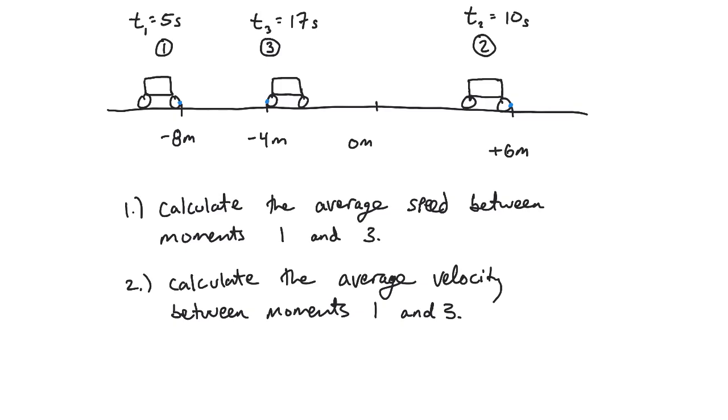So take a look at this. We've got a car, and I've indicated the position of the car right on the front wheel here with this little blue dot at 3 moments in time. So at moment 1, the clock reads 5 seconds. The car travels to the right, and at moment 2, the clock reads 10 seconds, and now the car is at a different position over here, as you can see.